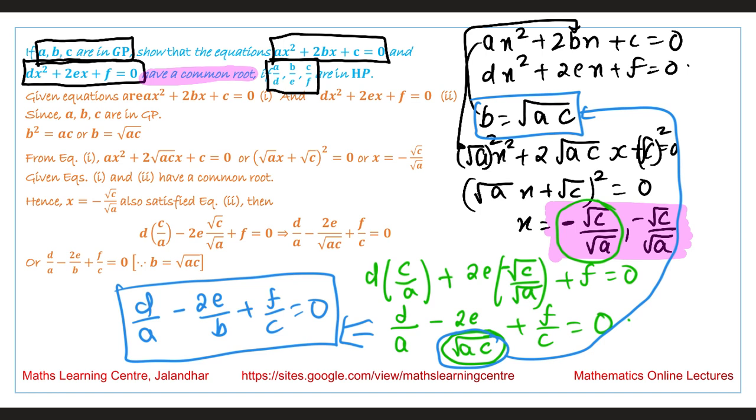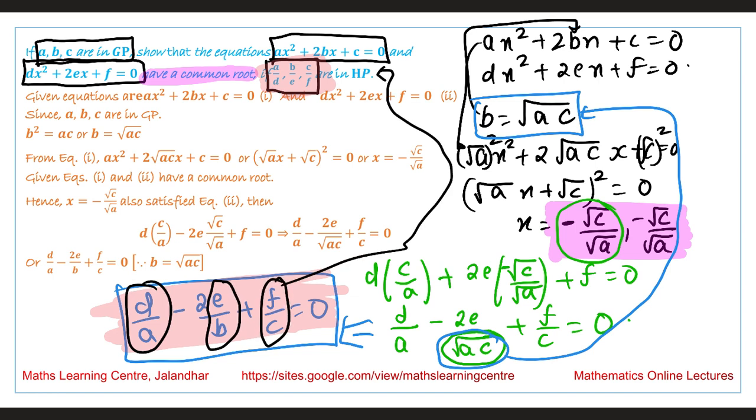We obtain this result. Look at this result here. This proves that the three numbers a/d, b/e and c/f form a harmonic progression; they are in harmonic progression.